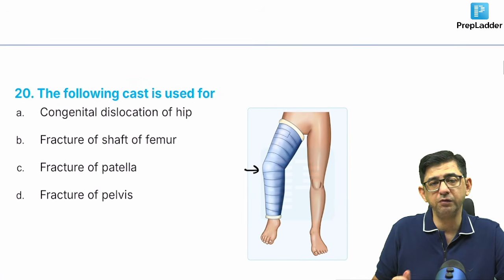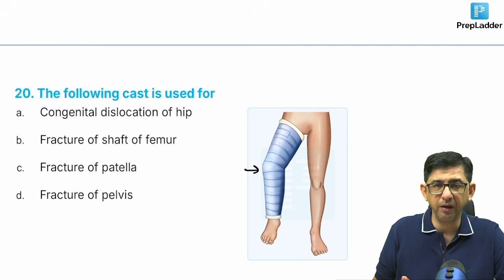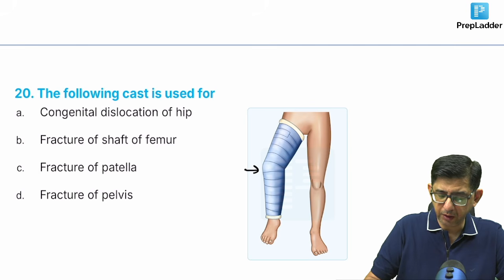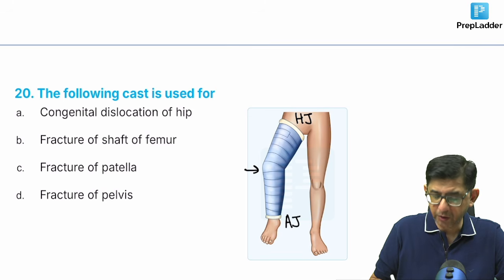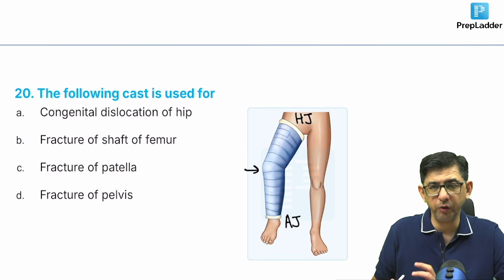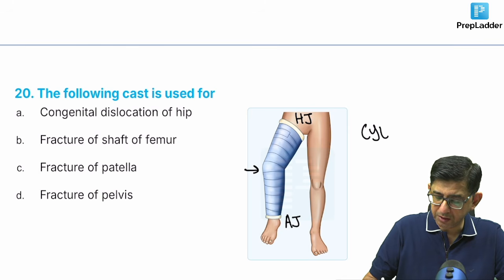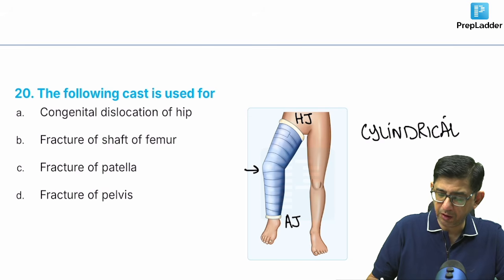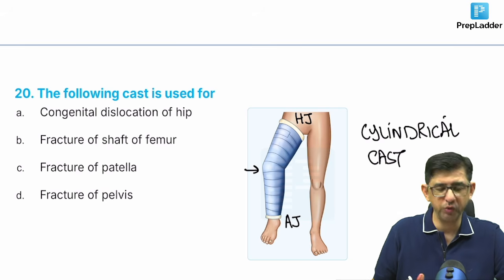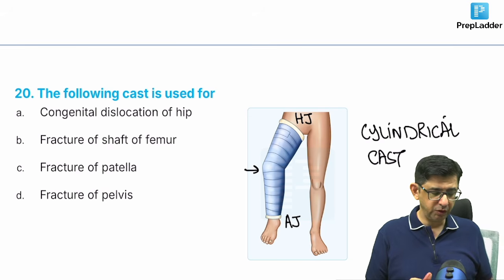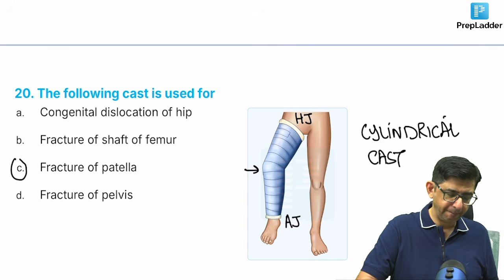The following cast will be used for injuries of the patella, because you don't want to limit the hip joint flexion. You want normal movement of the hip joint and normal movement of the ankle joint, but you want to limit the movement of the knee joint because the patella is injured. So this kind of cast is called a cylindrical cast. A cylindrical cast will be used for management of a patient who is having a fracture of the patella. The answer to 20 is option number C.